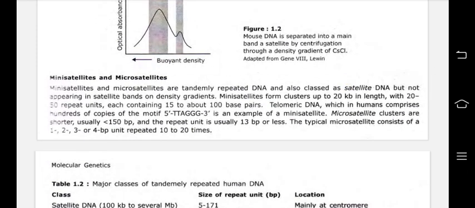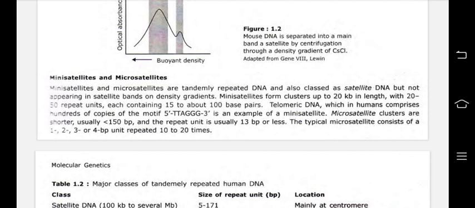Minisatellites and microsatellites are randomly repeated DNA, also classified as satellite DNA, but not appearing in satellite bands or density gradients. Minisatellites form clusters up to 20 kb in length with 20 to 50 repeat units, each containing 50 to about 100 base pairs.